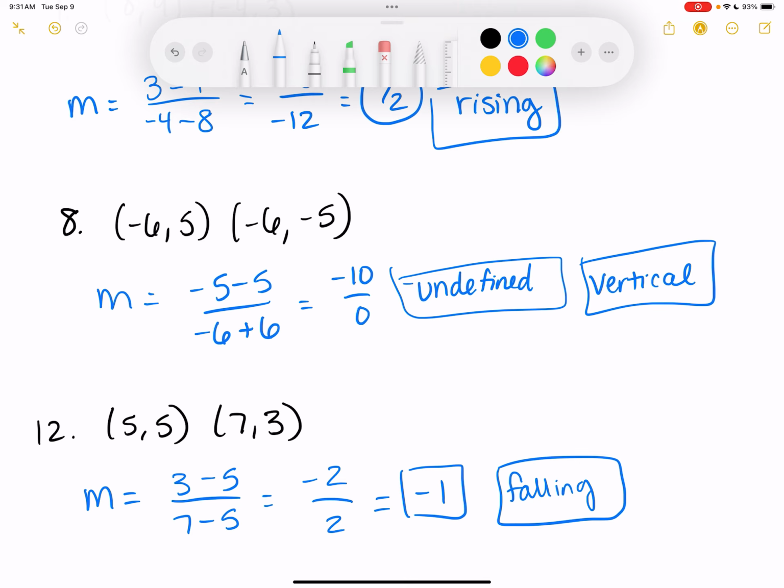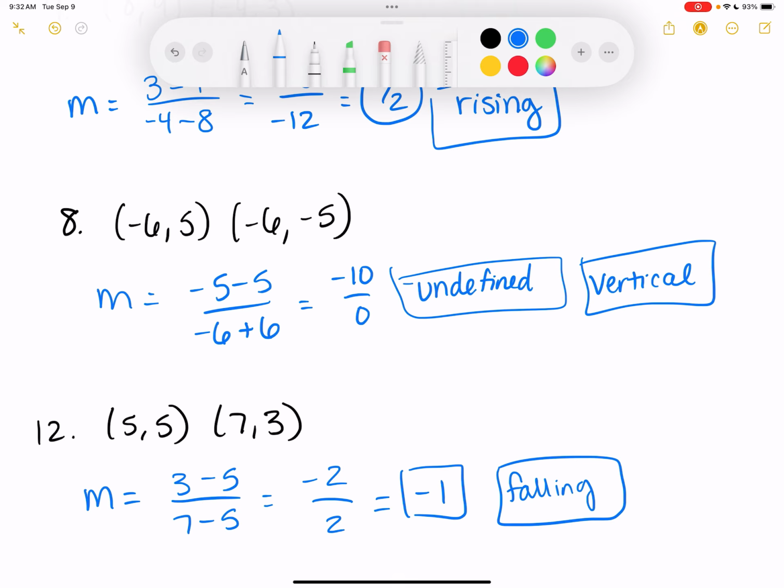All right, the next problem says to tell whether the lines are parallel, perpendicular, or neither. They give you two sets of points, and you need to find the slope of each one and then say if they are parallel, perpendicular, or neither. What do we know is true about parallel slopes? They're the same. What about perpendicular? They're opposite, inverse, right? We flip it and change the sign.